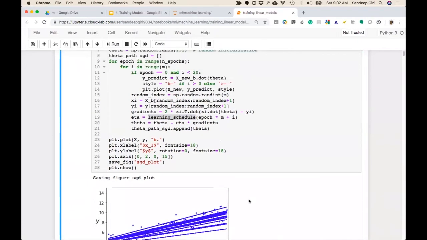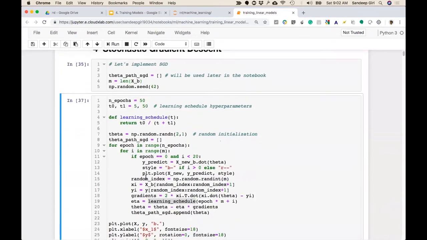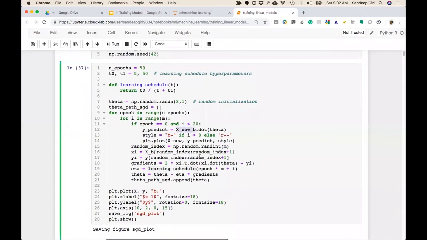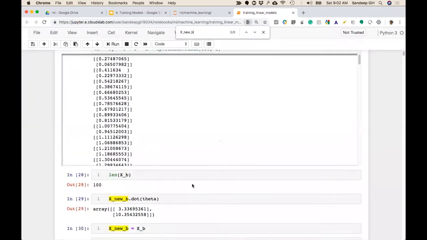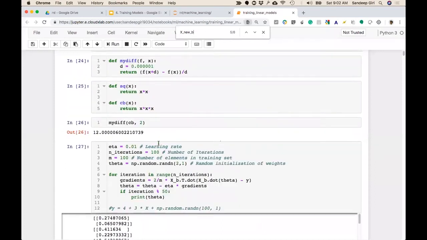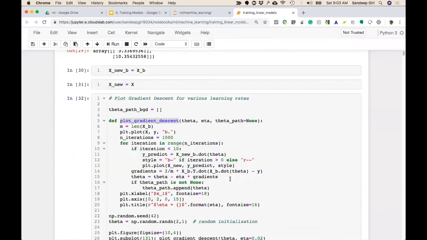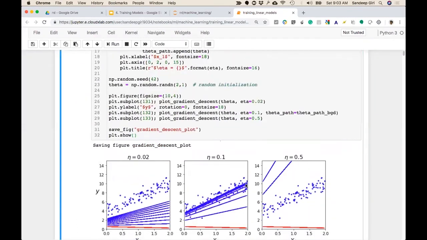A question from Deepak is, what is x underscore new underscore b? X underscore new underscore b is basically the data with the bias, one extra number, right? Yeah, it is the same as the x underscore b, and x underscore b looks like this. All right, where did we go? We are here somewhere. X underscore b is normal x with extra one. All right, so moving ahead.